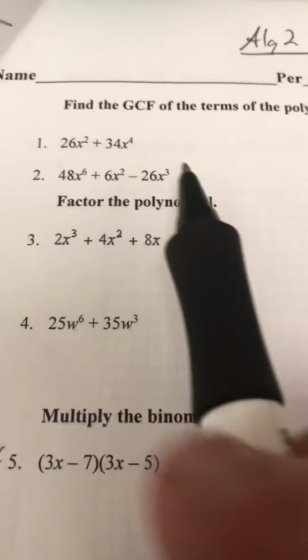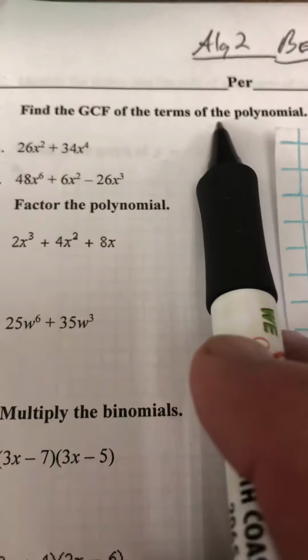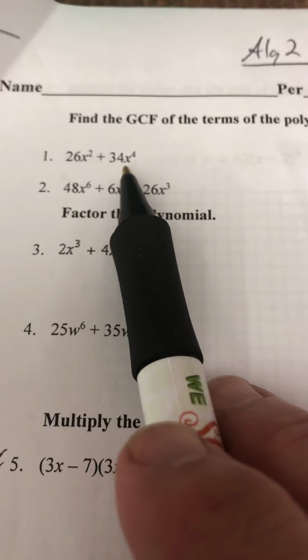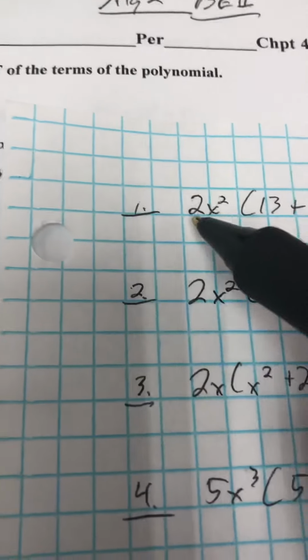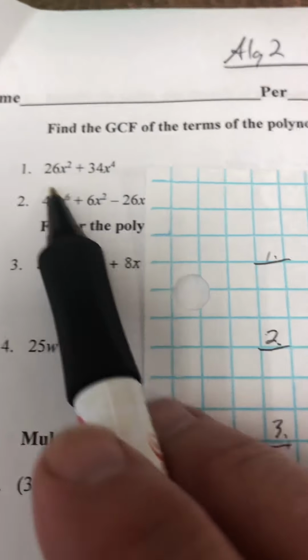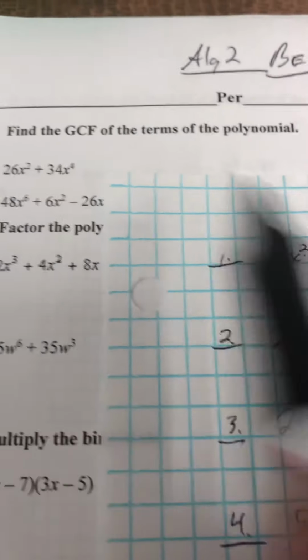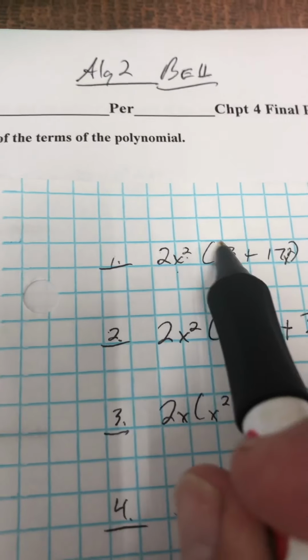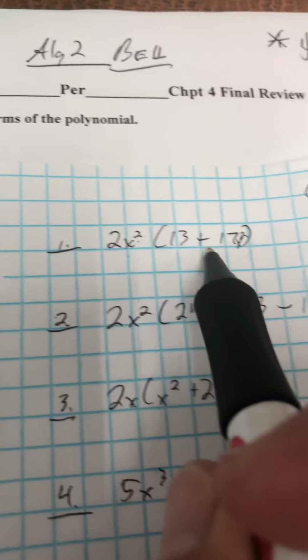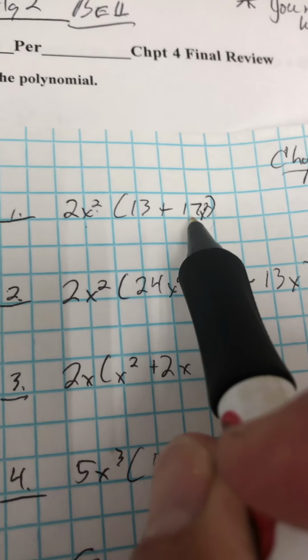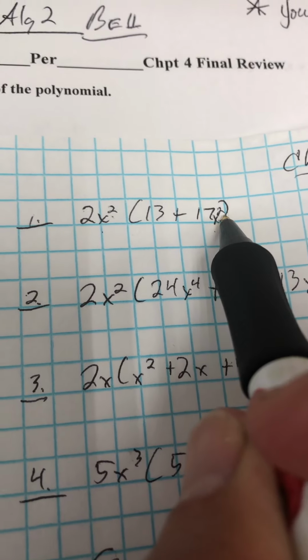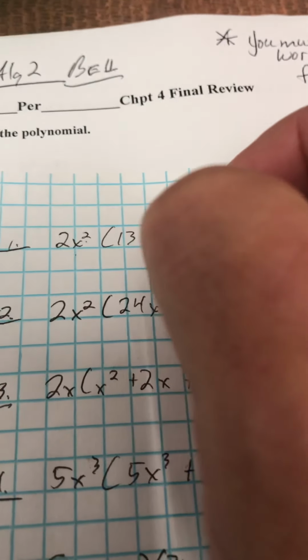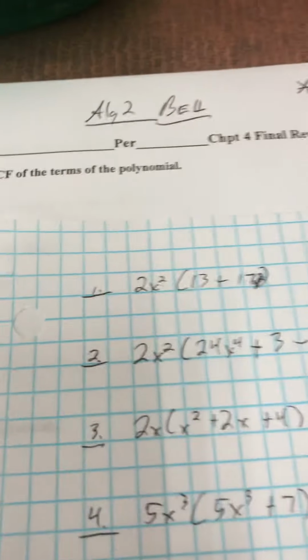So this first one, we find the GCF of the terms of the polynomial. So the GCF, the greatest common factor, is going to be the 2x squared. And I factored that out. So, you know, I did one step further. So in parentheses, you would have 13 plus 17x to the second power. So that's an x to the second power. You can't see that. I had to squeeze it in there because I almost forgot the x.